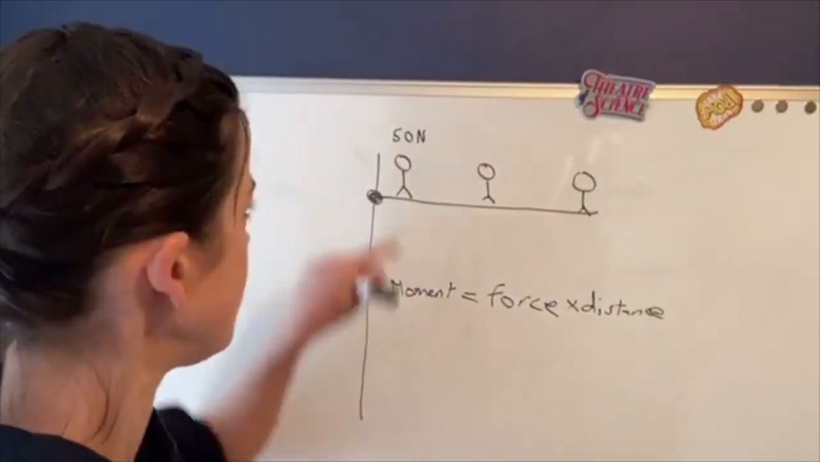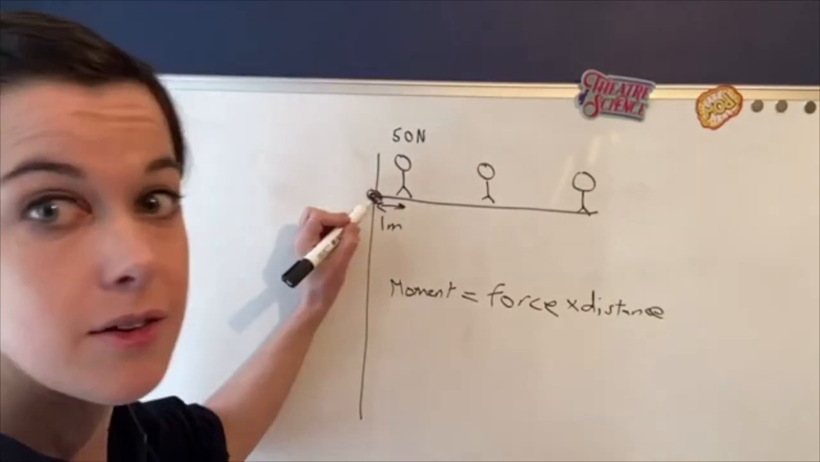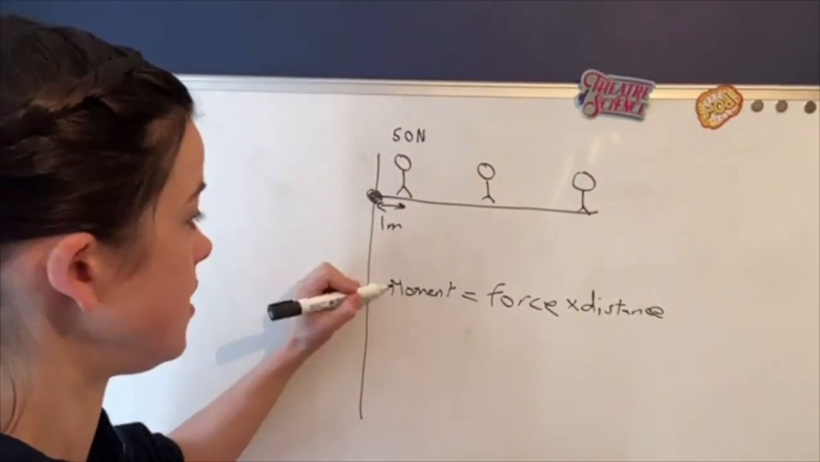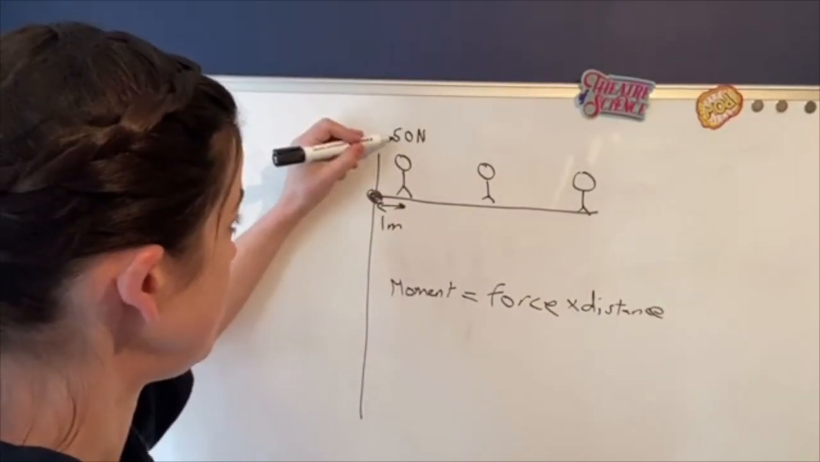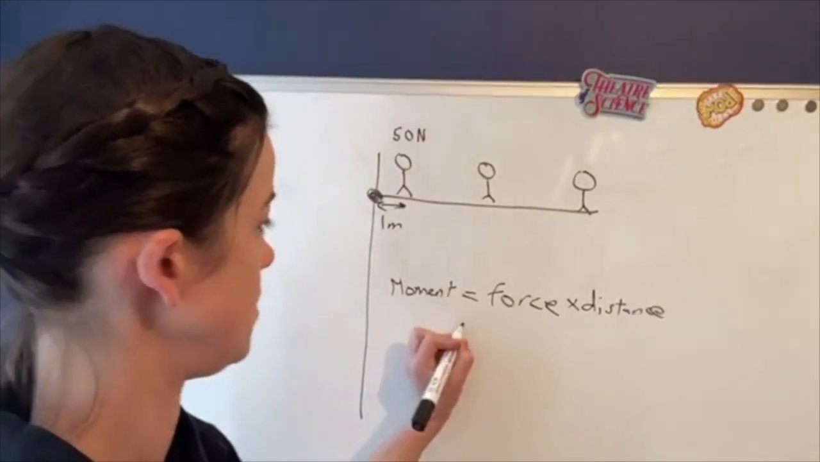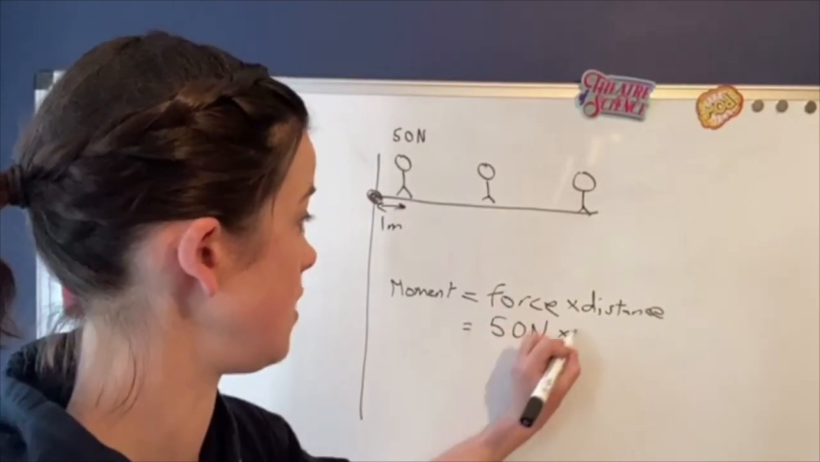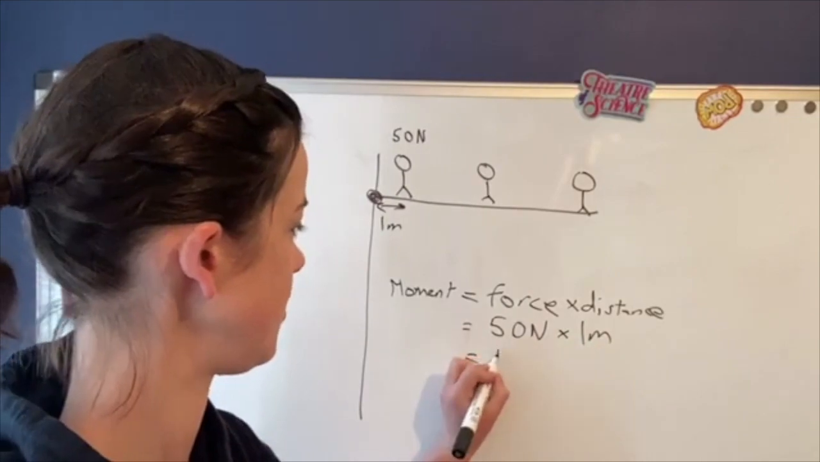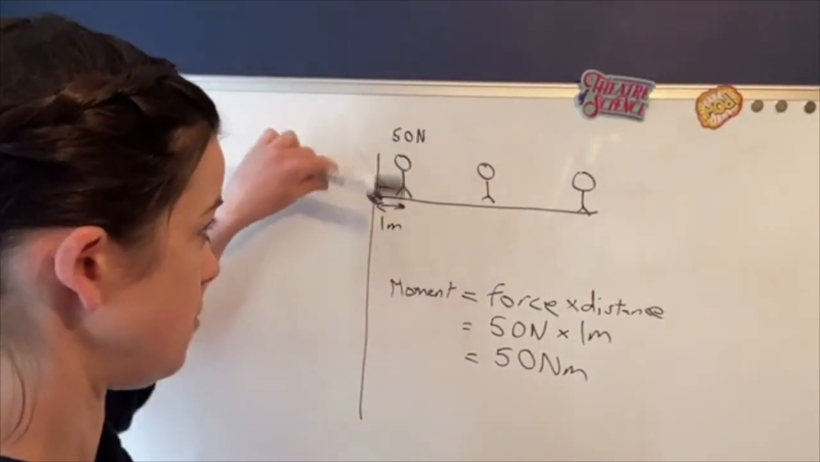So here, let's say that this person is 1 metre away from the pivot. The turning force, the moment, how much the diving board turns, would be 50 newtons times 1 metre, which would be, say it with me, but say the units as well, 50 Newton meters, all right? So that's how much the diving board would be turning.